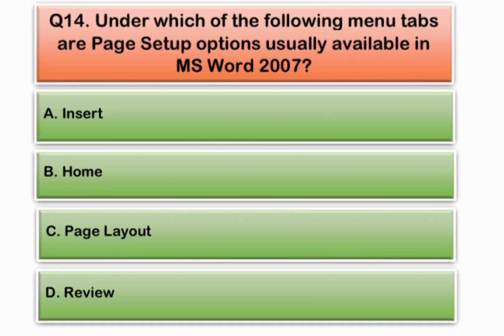Question number 14. Under which of the following menu tabs are page setup options usually available in MS Word 2007? Page setup is available in which menu bar? Insert, home, page layout, review. The correct answer is page layout. In the page layout option in the menu bar, you can find page setup. So, option C is correct for question number 14.